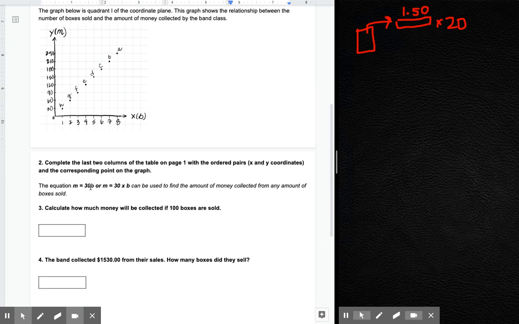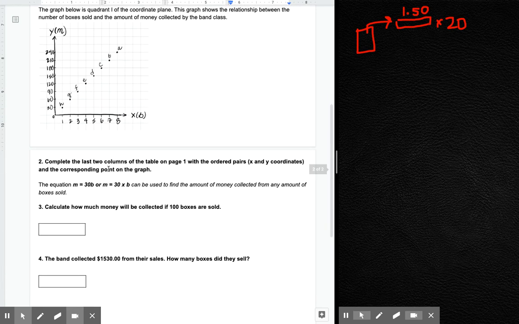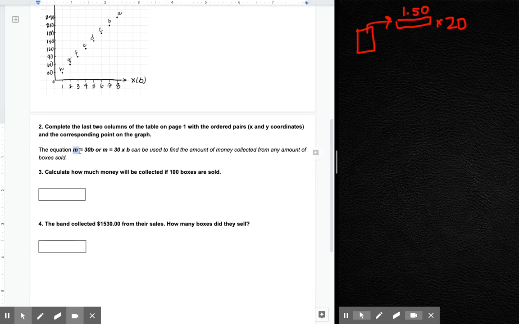It's saying that the boxes times 30, or 30 times B, it's just saying it the other way, is always going to tell you how much money you make. The M is for money. So it's asking to calculate how much money will be collected if 100 boxes are sold. So I'm going to get out my little pencil tool again. I'll use a different color for this.